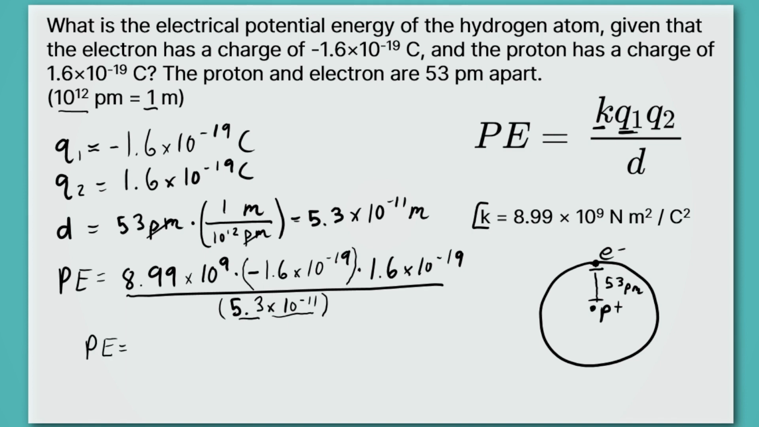If I'm putting this in my calculator, I'm going to put 8.99 times 10 to the 9th times a negative 1.6 times 10 to the minus 19th times 1.6 times 10 to the minus 19th. Then I'm going to go ahead and click enter. Then I'm going to do divided by, open parentheses, 5.3 times 10 to the minus 11, close parentheses. If you do that, you should get negative 4.34 times 10 to the minus 18. We'll talk about what that means in a second.